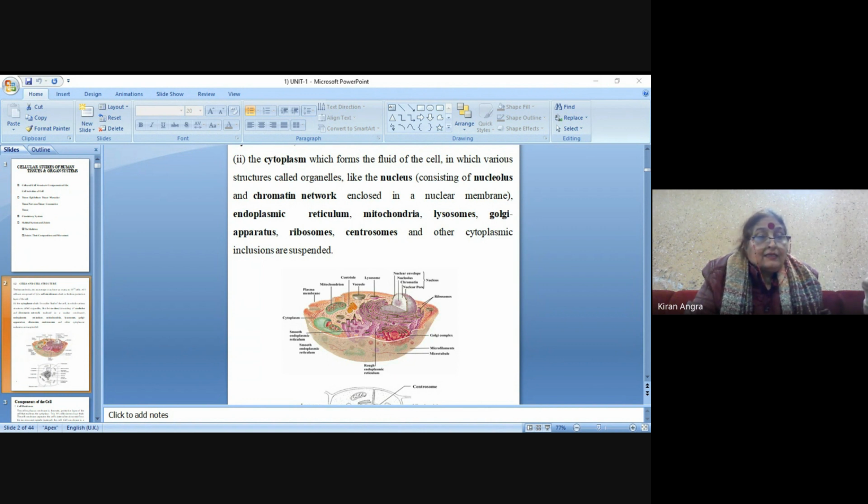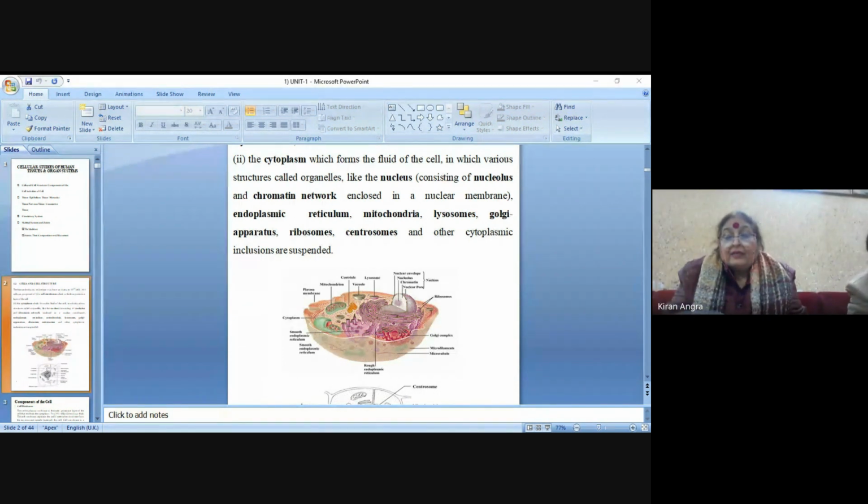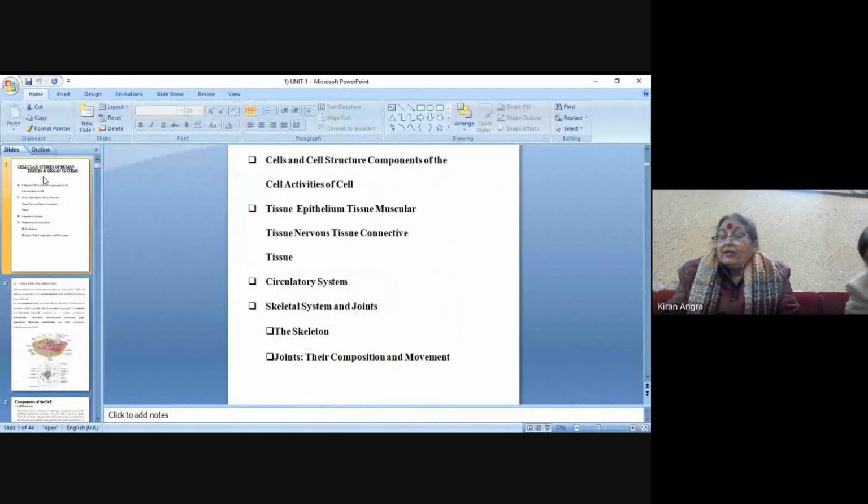Let's click this. In MVE 001, we have 13 units, and MVE 001 is Introduction to Anatomy, Physiology, and Pharmaceutical Chemistry. So before we go for any pharmaceutical line, we are supposed to understand the anatomy of the human body, and then the physiology, what are the functions of those.